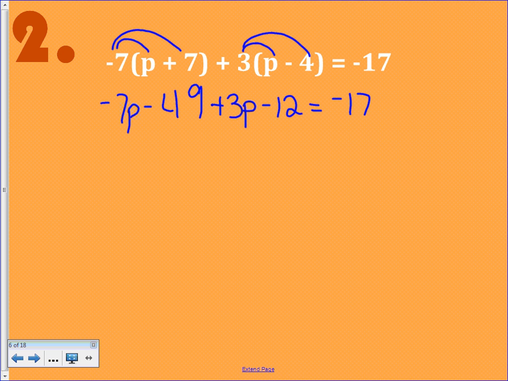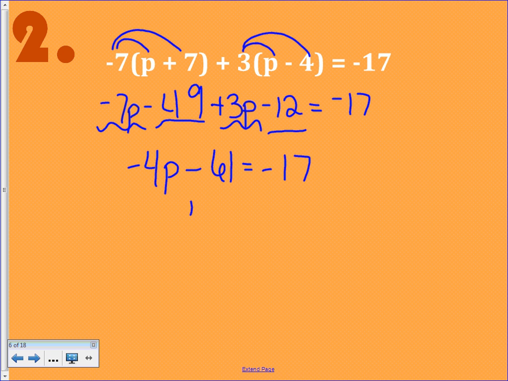Now, I'm not done with step number 1 yet. Yes, I distributed, but I still need to combine like terms on this side. So I'm going to take this -7p and this 3p. So -7p plus 3p is going to give me -4p. Then I have this -49 and this -12. And that's going to give me -61 equal to a -17. So now I've finished step number 1. And actually, all of my variables are already on one side, so I can skip step number 2.